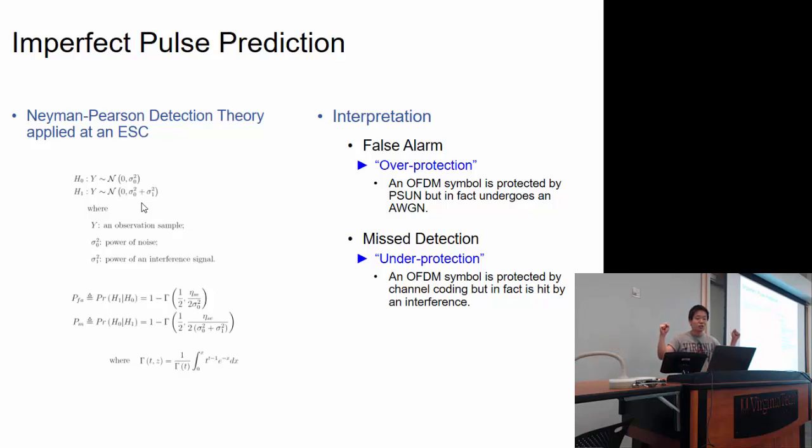So in a higher level translation, because radar interference is a far more severe channel impairment than Gaussian noise, we can say the false alarm is an overprotection. You didn't actually need to do that, but you did based on wrong information. And misdetection is under-protection, because that symbol is in fact hit, but you didn't protect that OFDM symbol with PSUN, and just left it with channel coding. By applying that detection theory in this spectrum sharing framework based on ESC, you can have this higher level understanding about false alarm and misdetection between the radar interference and Gaussian noise.